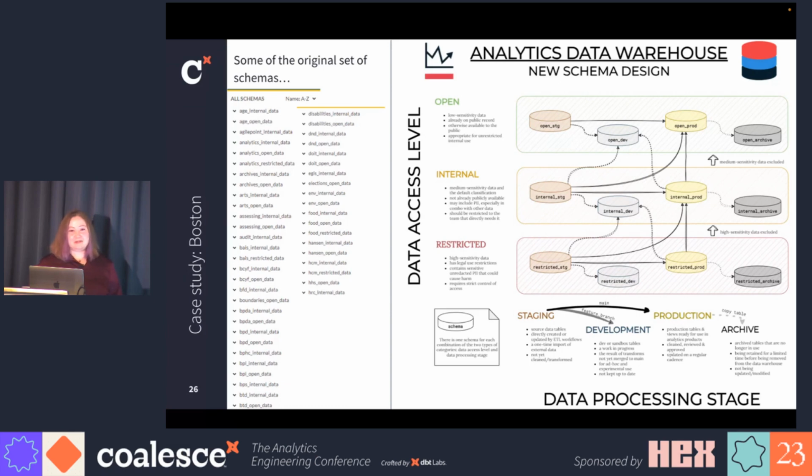And then production. So there's no more confusion over staging tables versus production tables. Like, what table should analysts use? If it's in the production schema, it's a production table, safe to use.